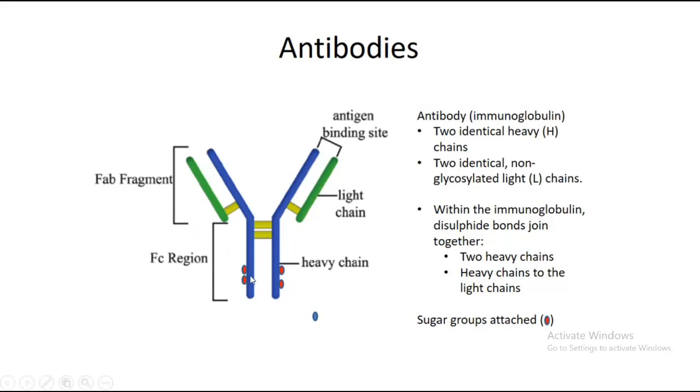Whereas the Fc region is a region that's generally well conserved, okay? So all antibodies present in a human will have the same Fc region structure. All antibodies in a mouse will have the same Fc region, and so on.